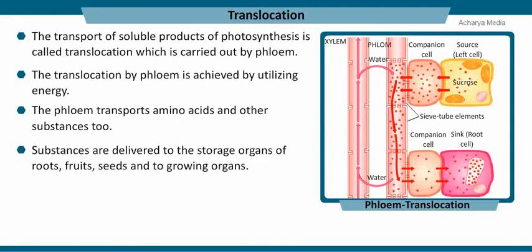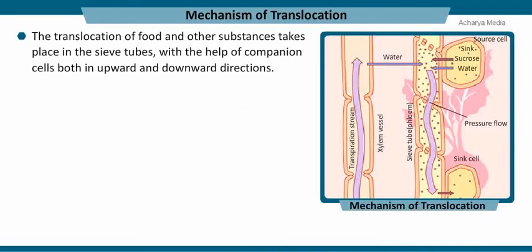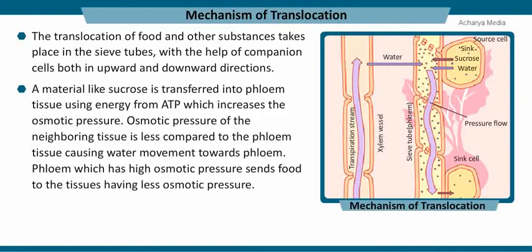Substances are delivered to the storage organs of roots, fruits, seeds and to growing organs. The translocation of food and other substances takes place in the sieve tubes with the help of companion cells, both in upward and downward directions. A material like sucrose is transferred into phloem tissue using energy from ATP, which increases the osmotic pressure. Osmotic pressure of the neighboring tissue is less compared to the phloem tissue, causing water movement towards phloem. Phloem, which has high osmotic pressure, sends food to the tissues having less osmotic pressure.